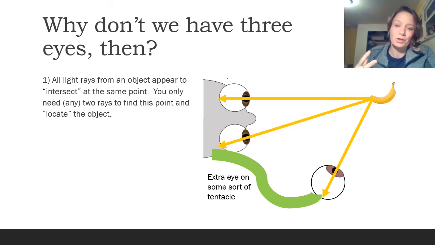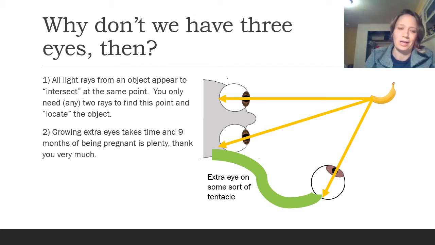What this kind of means functionally is everybody in a room is going to agree on the location of the banana, because it doesn't matter where each pair of eyes is, they all are going to intersect at the same point. So having a third eye just adds another layer of redundancy.